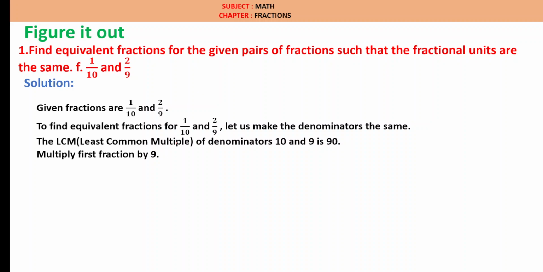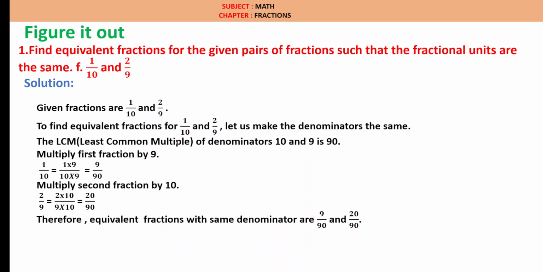Let us multiply the first fraction by 9. Therefore, 1 by 10 is equal to 9 by 90, because multiplying 1 with 9 we get 9, and 10 with 9 we get 90. Let us multiply the second fraction by 10. So, 2 by 9 is equal to 2 into 10 divided by 9 into 10, which is 20 by 90. Therefore, equivalent fractions with the same denominators are 9 by 90 and 20 by 90.